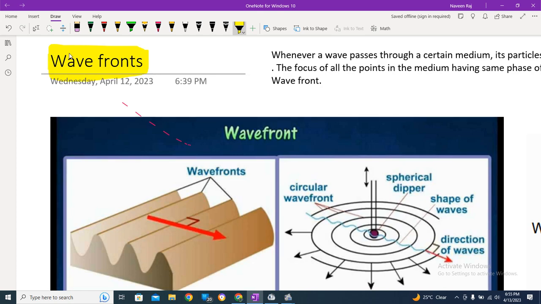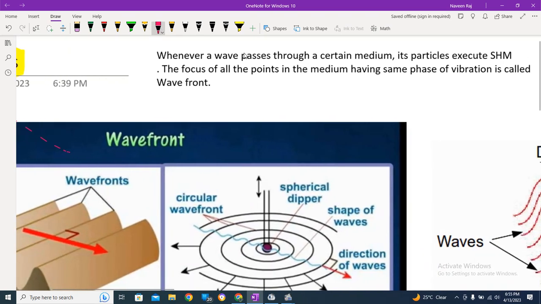Wavefronts are the phenomena of the wave which support the wave nature of light, simply. First of all, we're looking into the definition, and then we'll understand what the definition actually means, and look into practical examples and diagrams.